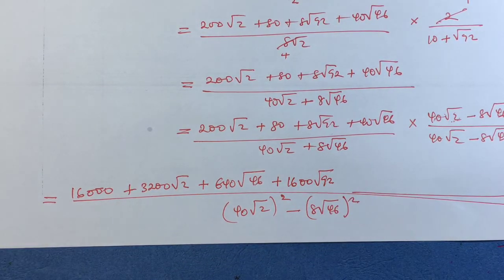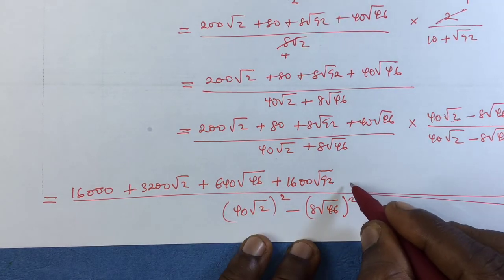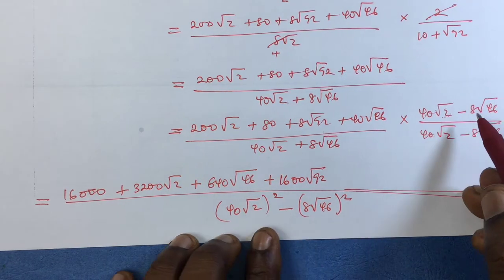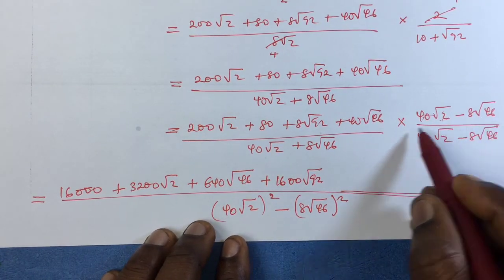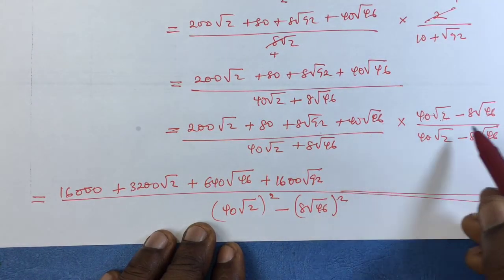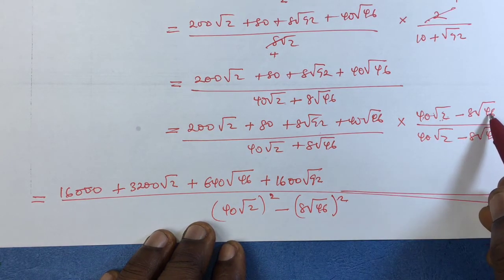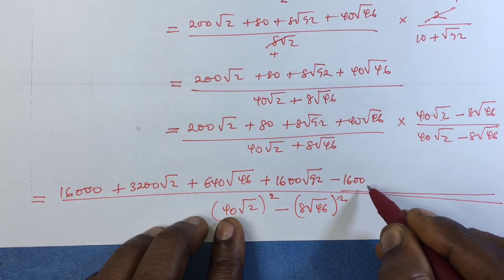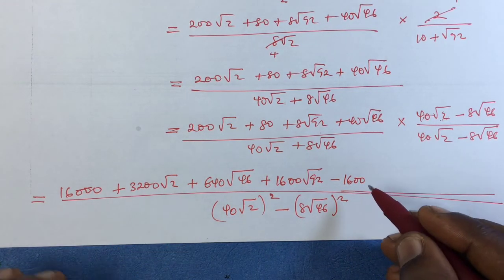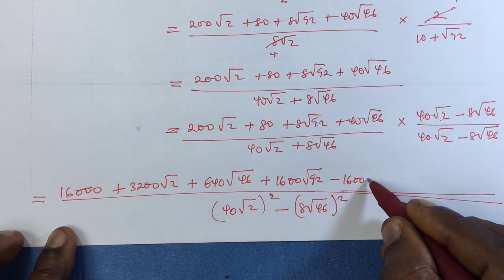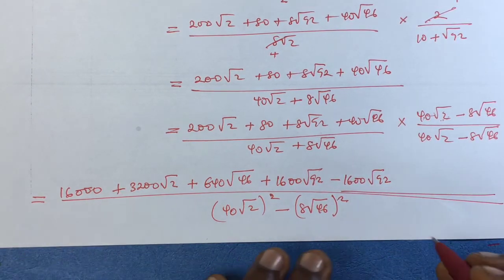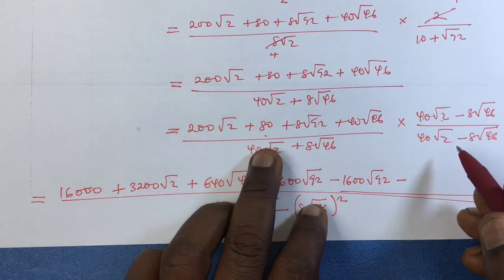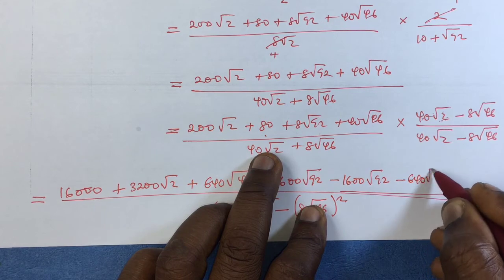Okay? So when you do that, you are going to have this. Now we are going to come over to the next term here. Use this next term to multiply each of them here in the numerator. So minus 8 root 46 times 200 will give you minus 1,600 root 92. Okay? And if you use this to multiply this, minus 8 root 46 times 80, you are going to have 640 root 46.